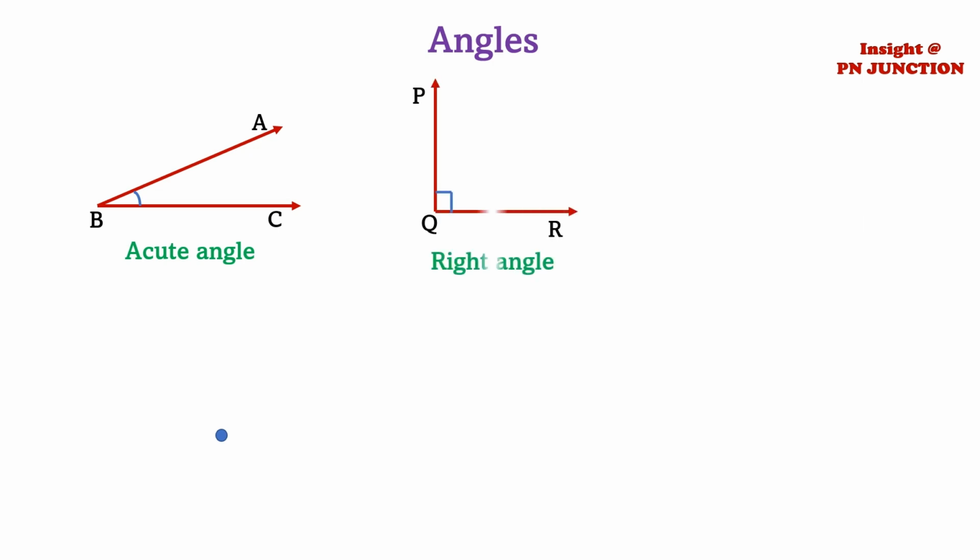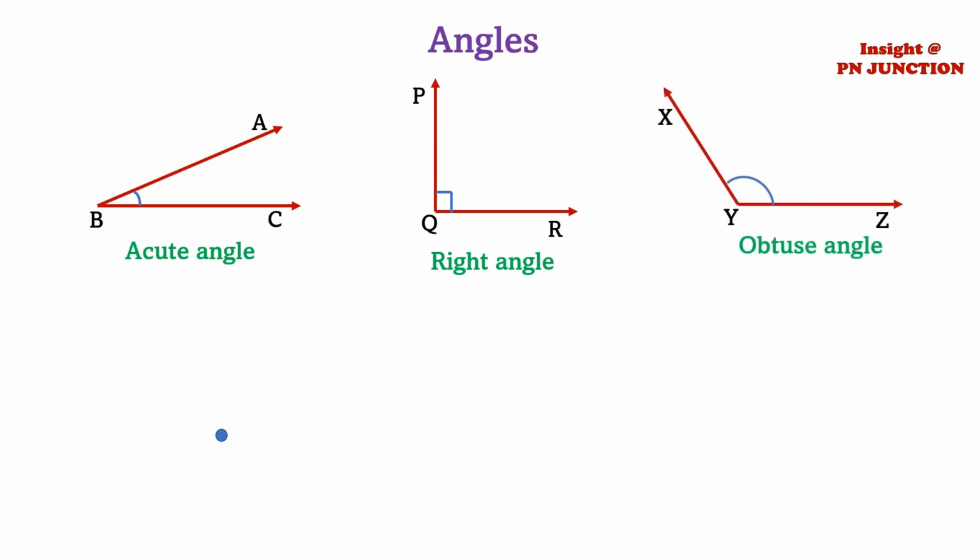Next is the right angle. A right angle measures exactly 90 degrees, also called a 90-degree angle. Here, the figure shows that angle PQR is a right angle or a 90-degree angle.